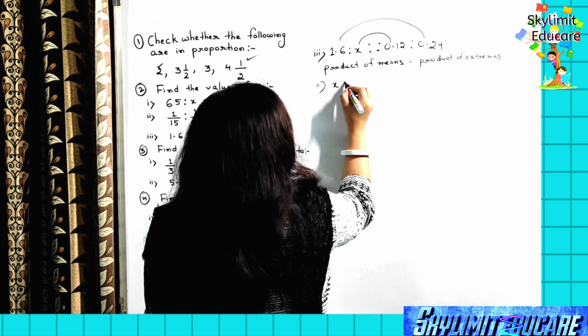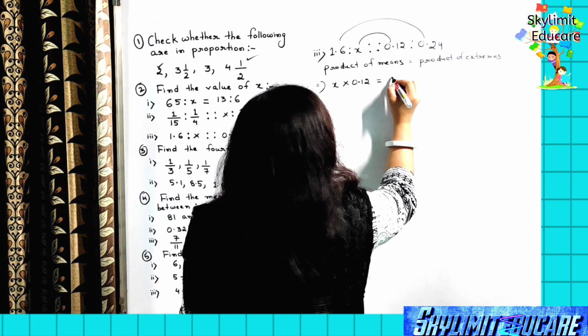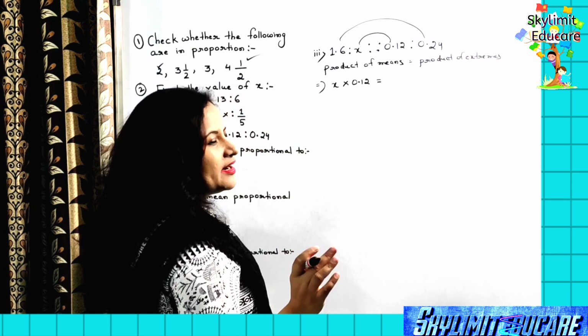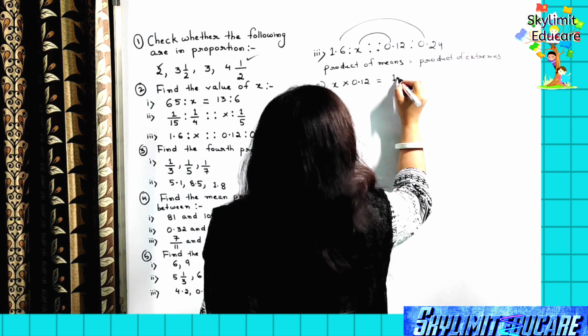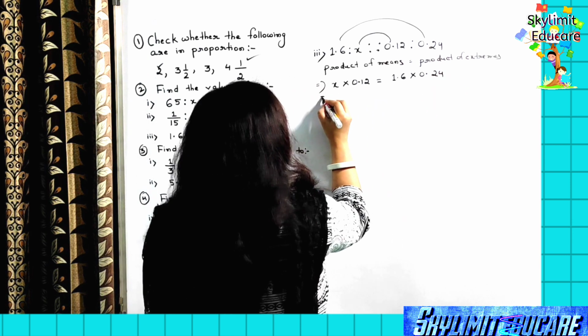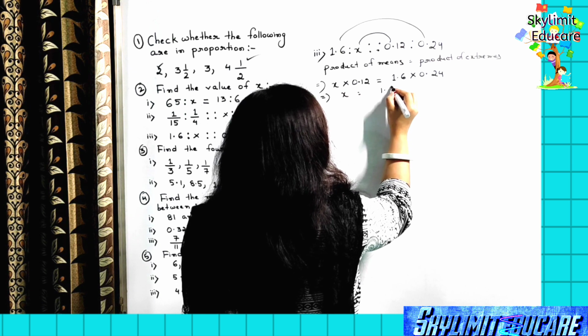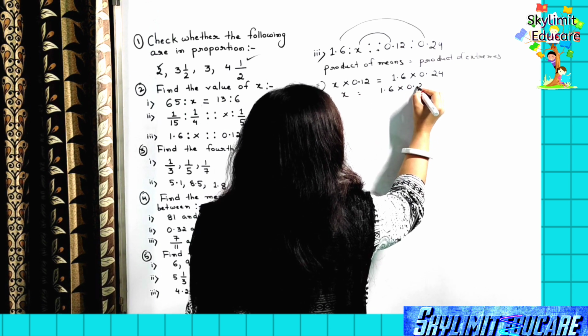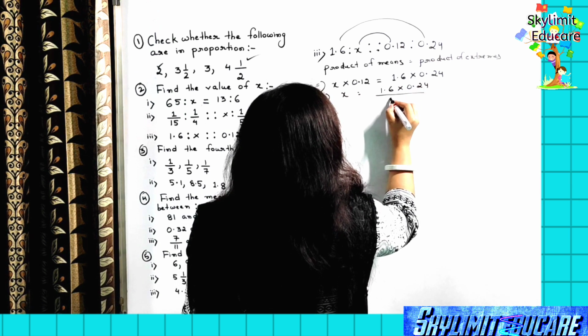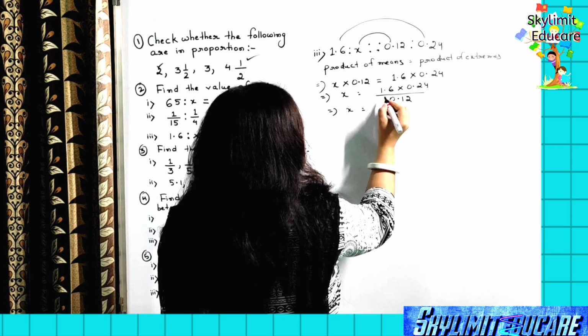So x multiplied to 0.12 is equal to, because since they are in proportion it will be definitely equal, that is equal to 1.6 multiplied to 0.24. So x will be equal to, now 0.12 is multiplied here, so this side 1.6 multiplied to 0.24 divided by 0.12, right? Now we can solve it.